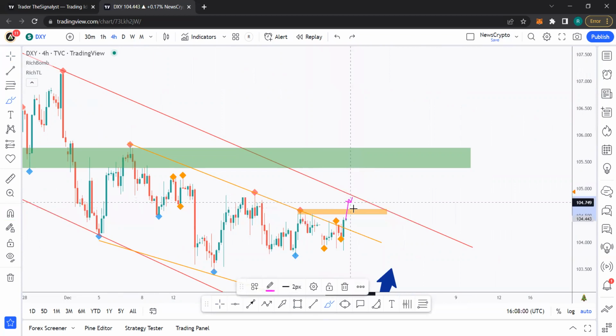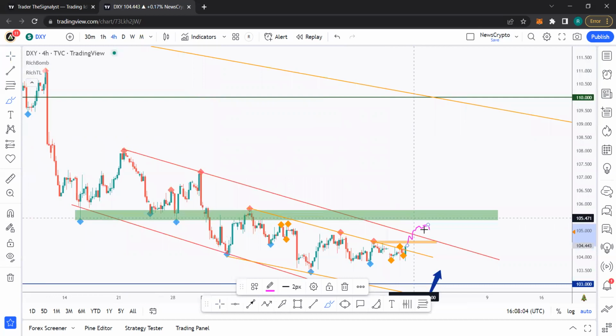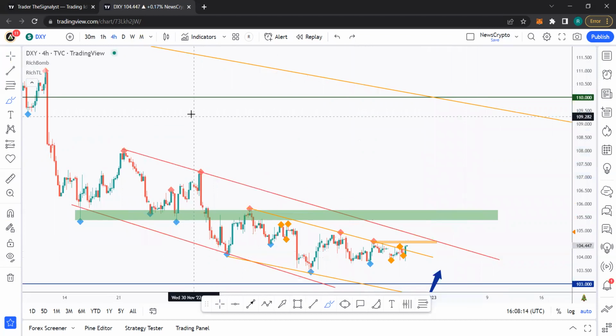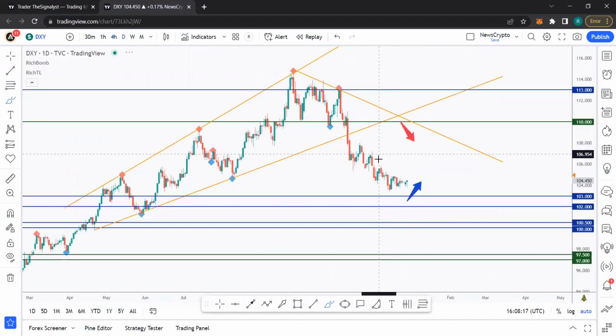Once we have this break, we'll be expecting a slight bullish movement, and then for the bulls to take full control, we need to see a break above the 105.8 around this area. If we break it upward, we'll be expecting further bullish movement. Further bullish movement till where? Till around this resistance zone.